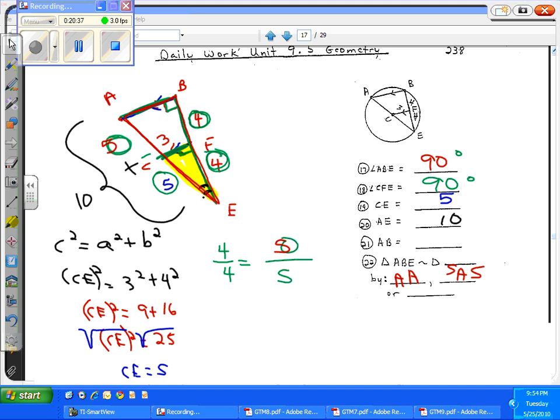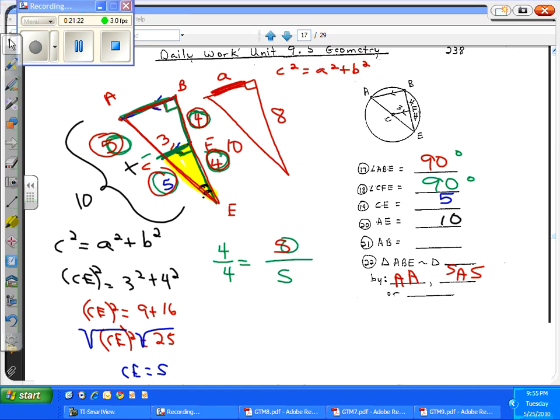Now, you may say, well, how could we find AB? There's two ways we could find AB right now. If we look at this whole big triangle, this is 4 plus 4, so the whole thing is 8. And this is 5 plus 5, so the whole thing is 10. So I know two sides of that, and I can find the third side with the Pythagorean theorem. So I could just let that be A, and I could go C squared equals A squared plus B squared. And I could find that, right? Or I could use similar triangles and solve it.